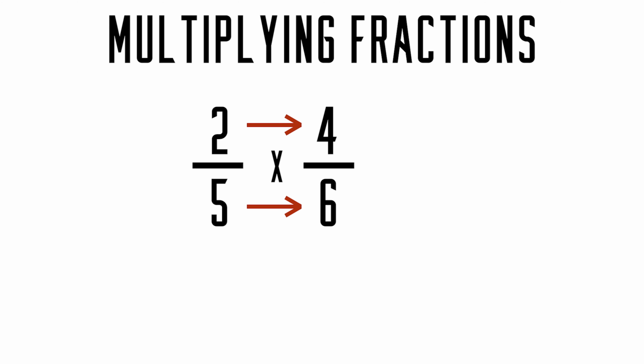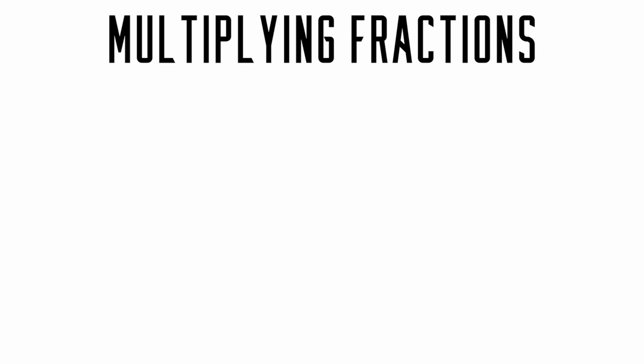In this case, if we do 2 multiplied by 4, we have 8, and 5 multiplied by 6, we have 30. So our answer for that fraction is 8/30. Now from here, we can look to simplify our answer, and it is good practice to simplify your fractions to make things a little bit easier to look at. So we will look at 8/30 and see what numbers we can divide into both 8 and 30.